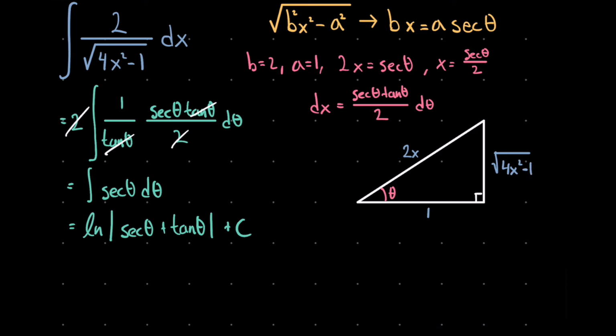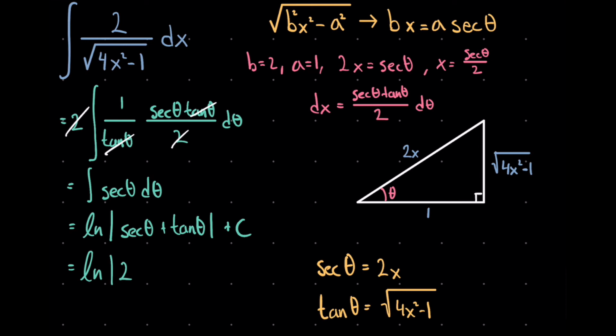Okay, good. So now we could go on to find what secant theta and tangent theta are. Secant theta, well, that's just given already in our substitution. We know that this is equal to 2x, so that's really easy. And then we go on to tangent theta, and tangent theta is known to be opposite over adjacent. And that just equals the square root of 4x squared minus 1 over 1, so we could just leave that out. And now we could go on to write our final expression for this question. We have that this is equal to ln of the absolute value of 2x plus the square root of 4x squared minus 1, close absolute value, plus c.